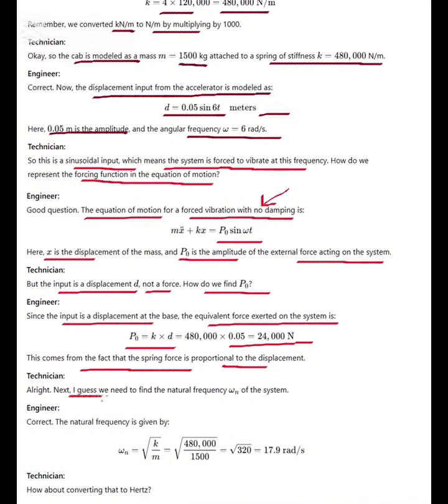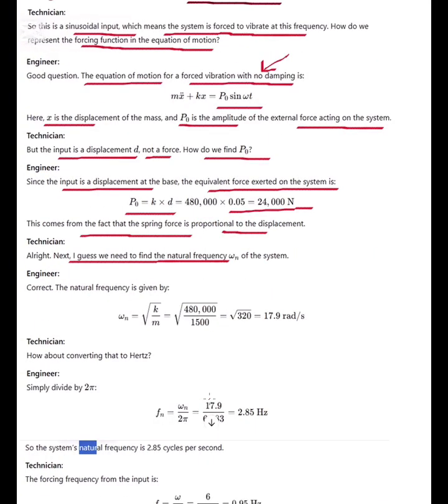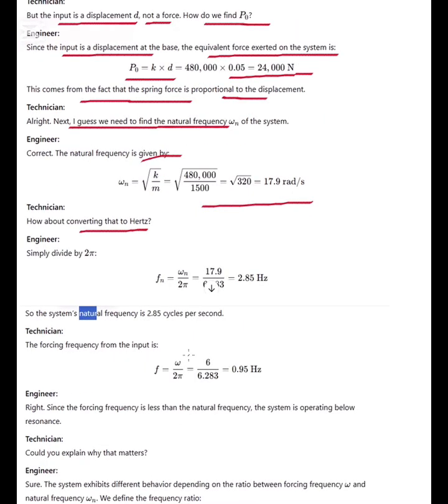That's right. I guess we need to find the natural frequency, right? Correct. Natural frequency we can calculate this way, 17.9 radian per second. How about converting to hertz? We can convert to hertz by simply dividing by 2 pi. So the system's natural frequency is 2.85 cycles per second.